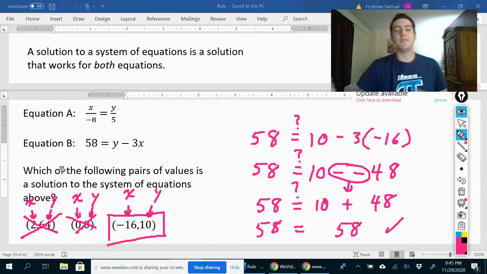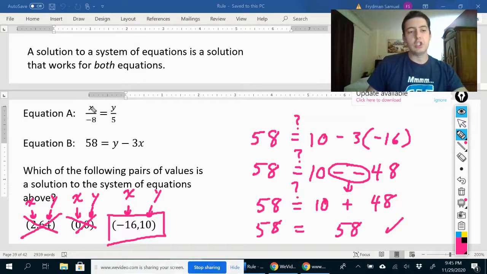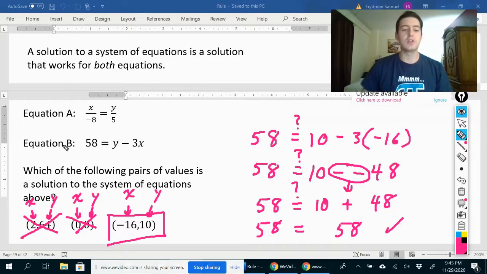And therefore it is a solution to this system of equations. In fact, when we have two variables and two equations, there can only be one solution. So this is a solution to this system, and it is the only solution to this system of equations. Now, again, that doesn't mean that it's the only pair of numbers that's a solution for equation A or equation B separately, but it's the only pair of numbers that solves both of them at the same time.